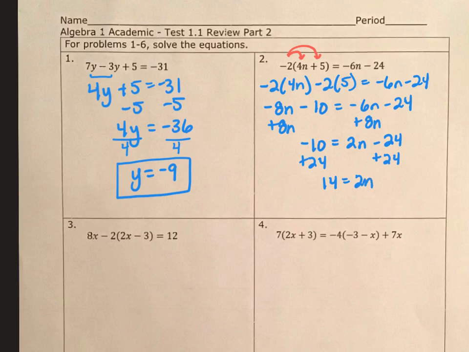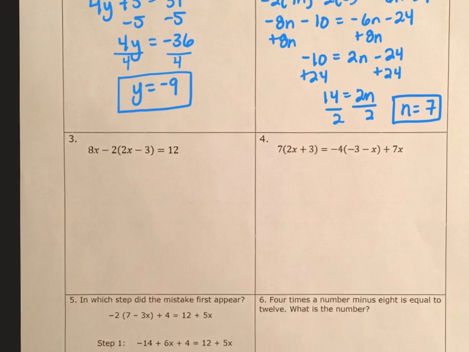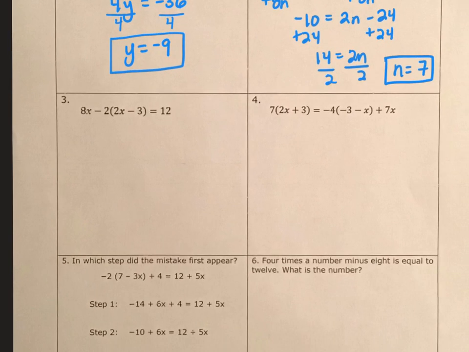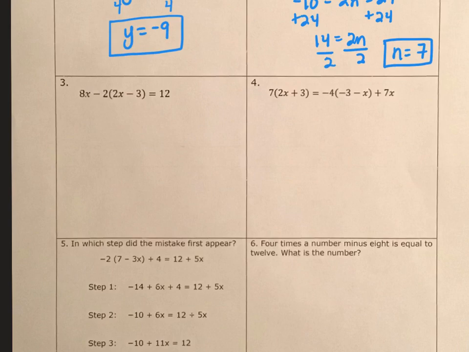Now my last step, to get rid of my coefficient in front of the variable, I divide by 2. So now I have n equals 14 divided by 2 is 7. Okay, if you need to stop and rewind, please do so. Otherwise, we're going to go to question number 3 in our review.